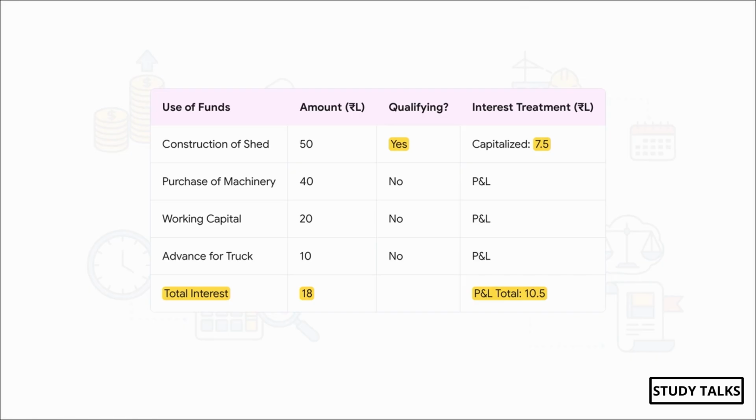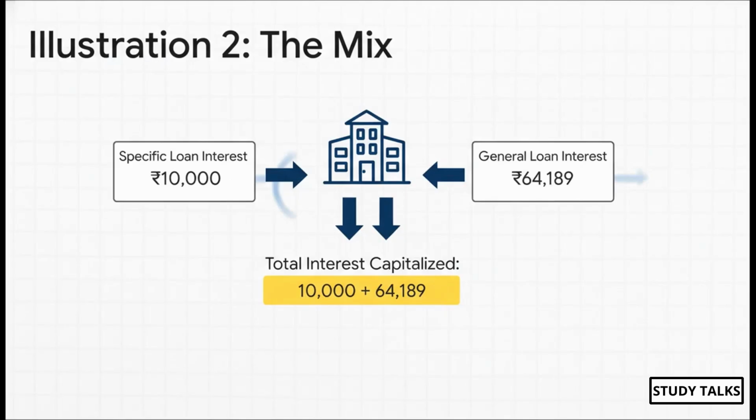So we just need to apportion the interest. We take the total interest of 18 lakhs and multiply it by the proportion of the loan used for the shed, which is 50 out of 120. That gives us 7.5 lakhs to be capitalized. The rest of the interest, 10.5 lakhs, goes straight to the profit and loss account. See? Not so bad when you break it down. Now for a full-blown exam-style question that has both specific and general loans.